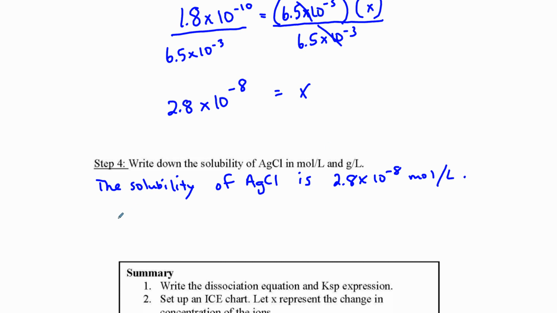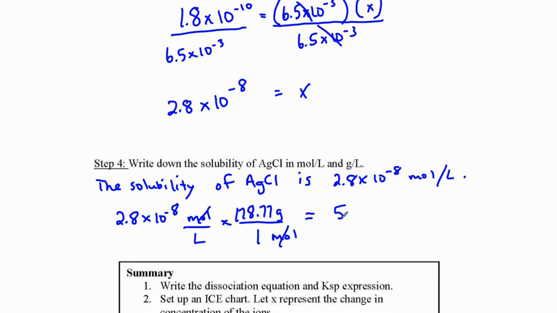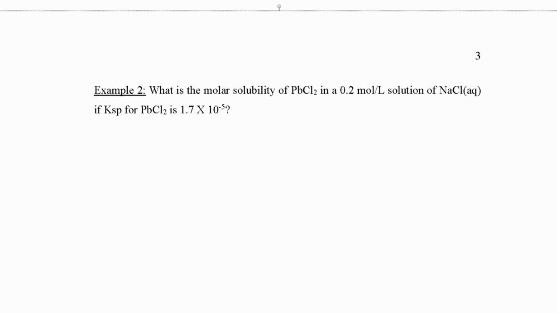And we can also show that in grams per liter if we convert. So we want to put moles here, grams here, in 1 mole. So this would be the molar mass of the silver chloride, which is 178.77. So then moles will cancel, and it works out to 5 times 10 to the negative 6 grams per liter. So that shows the solubility in 2 different units. All right, let's do a couple more examples, and then you can try some on your own.